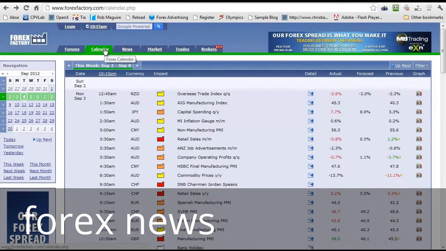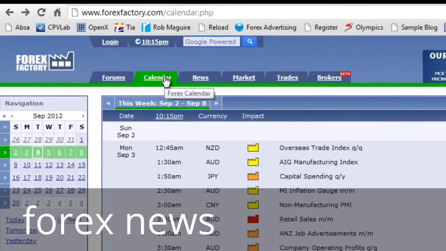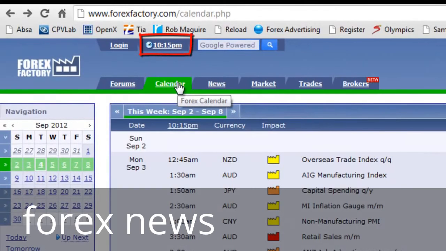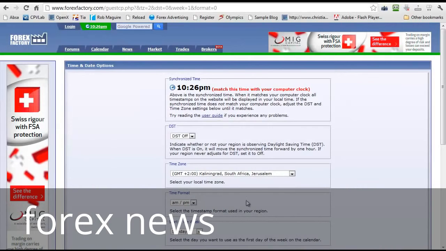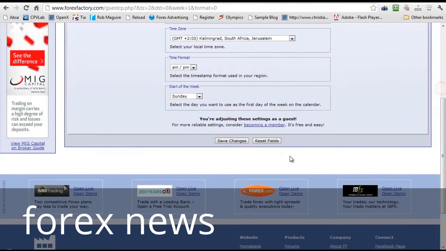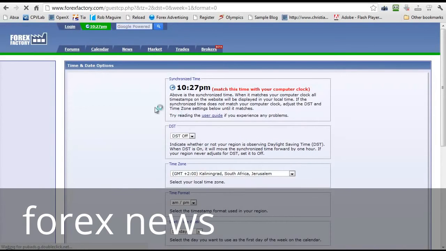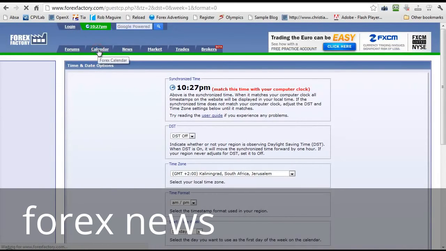Now the first thing you want to do is make sure that the time displayed here matches your local time or the time on your computer clock, so that the times displayed in the table below will be in your local time. If this doesn't match your local time, just click on the clock and change the time zone setting to your local time zone. Once you've changed your time zone settings, you can save the changes and then just click on the calendar button to go back to the main calendar again.